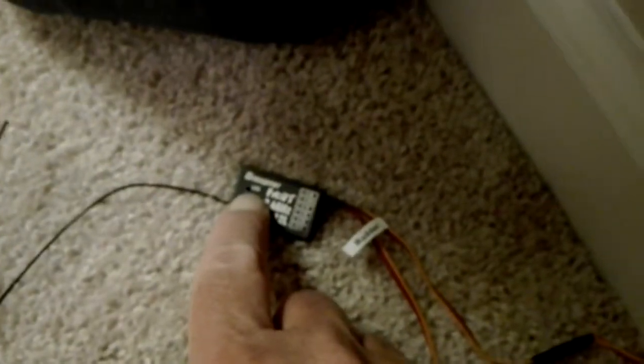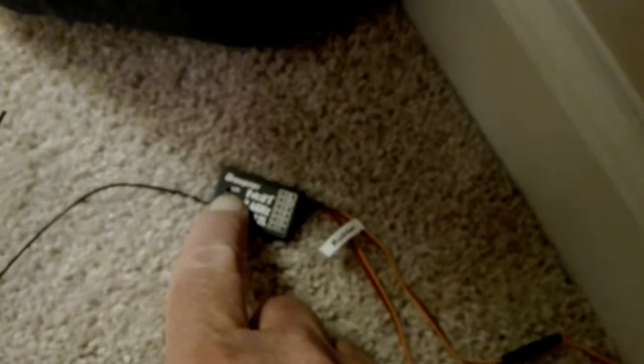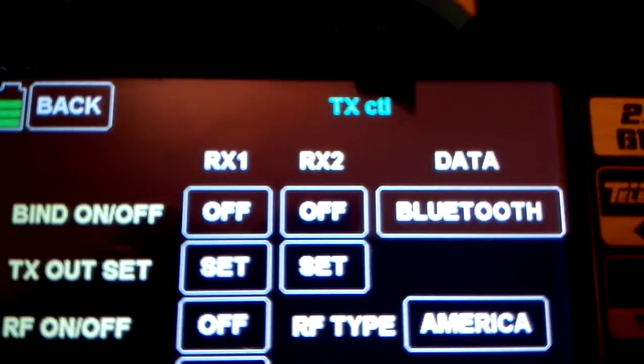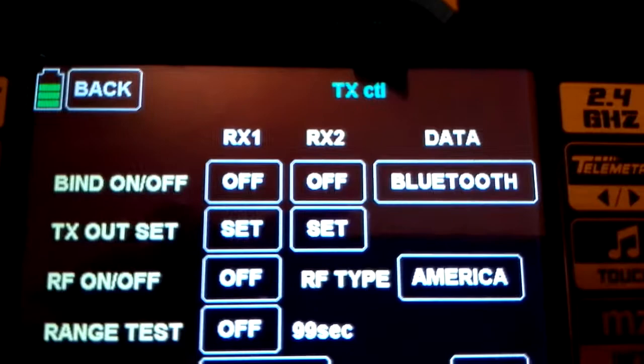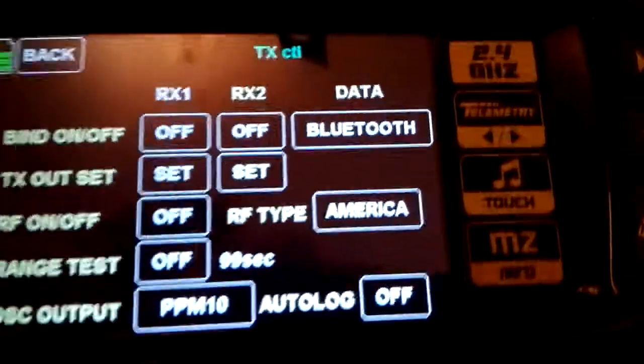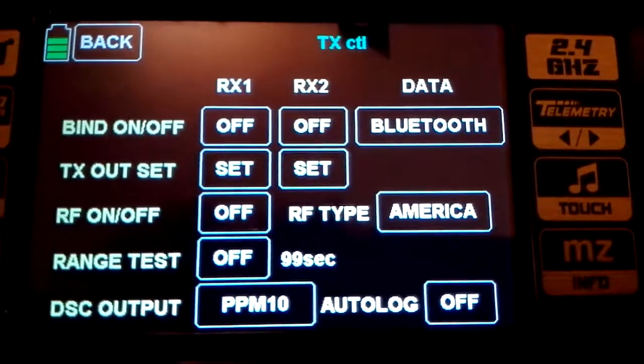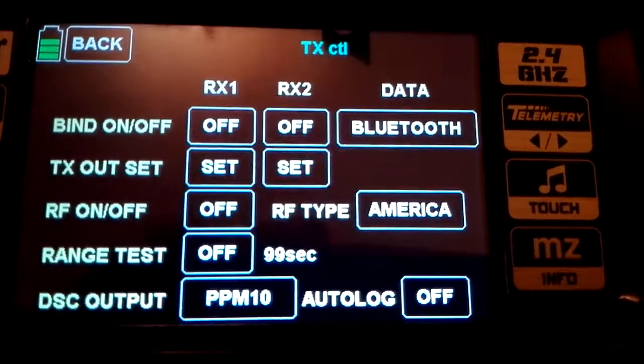And now for number two, I will hold the button, I don't know for how long. It blinked once. And both are off. So no matter what I do, I cannot bind the second receiver.